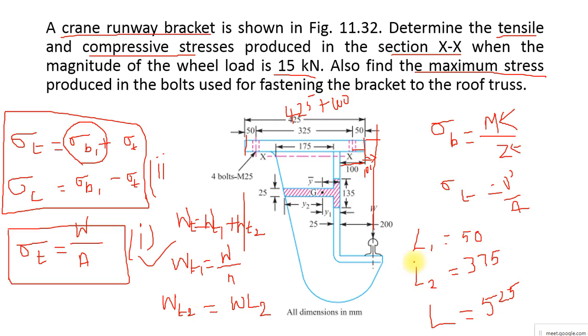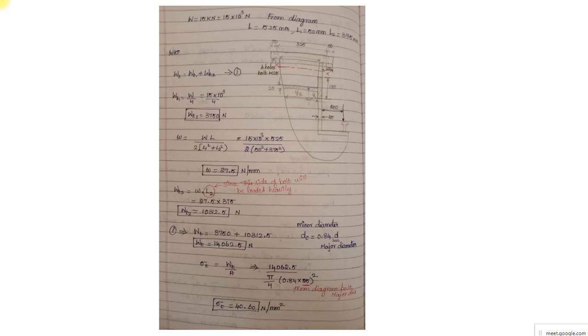ஓகே, நான் L1 கண்டுபிடிச்சிட்டேன், L2 கண்டுபிடிச்சிட்டேன், கேபிட்டல் L கண்டுபிடிச்சிட்டேன். இதை நான் என்னவா பண்ணிக்கிறேன்? டேட்டாவை எழுதிக்கிறேன். ஸோ ஃப்ரம் டயக்ராம் L is equal to 525, L1 is equal to 50, L2 is equal to 375 and the other thing given is W. இந்த மூணு வேல்யூ தான் எனக்கு கொடுத்துருக்காங்க. எனக்கு தெரிஞ்ச ஃபார்முலா WT is equal to WT1 plus WT2.